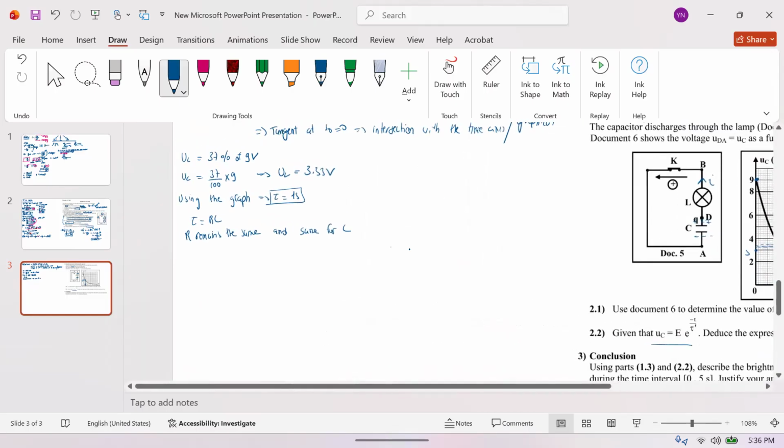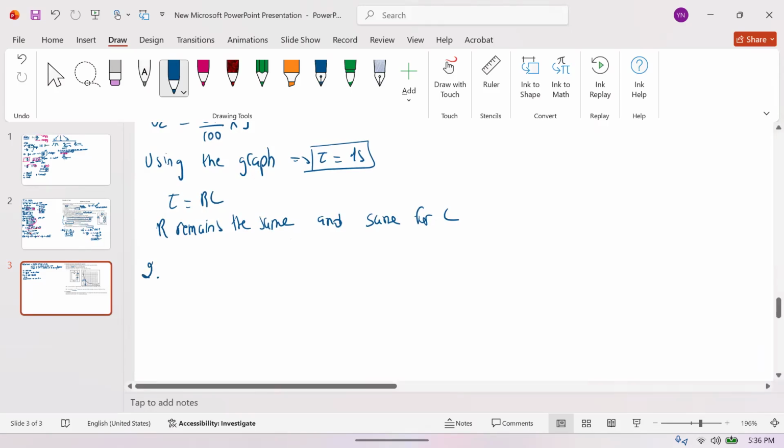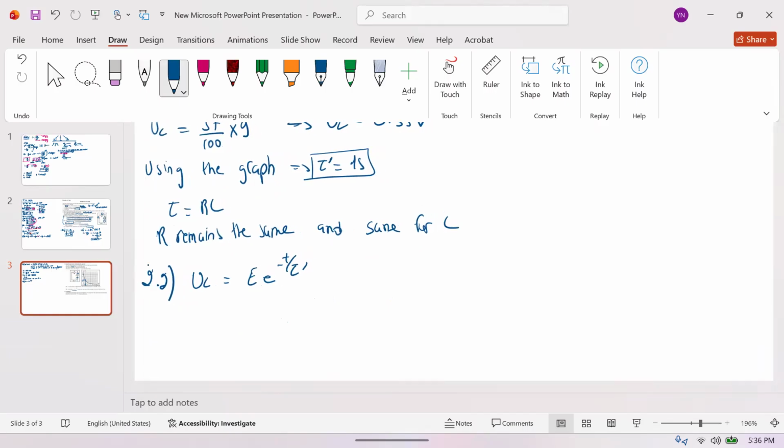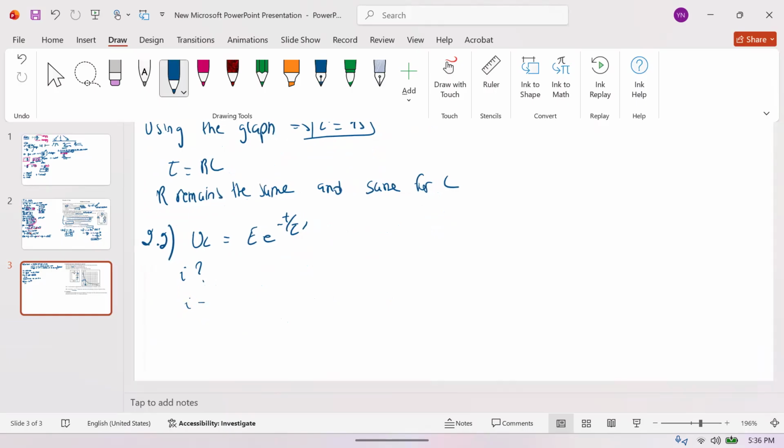Now they want us to find a new current, and they gave us a new solution, which is E^(-t/tau'). So this is actually tau prime here. Okay? And they want us to find I, like we just did in the previous part. Now, to relate I and U, we know that I is equal to C dUc/dt. But since here we're discharging the capacitor, we put a minus, because I is positive.